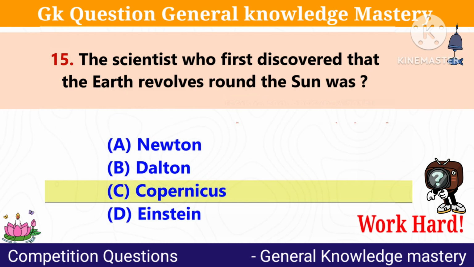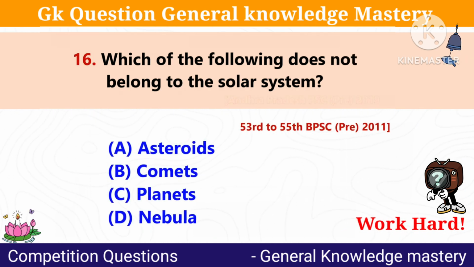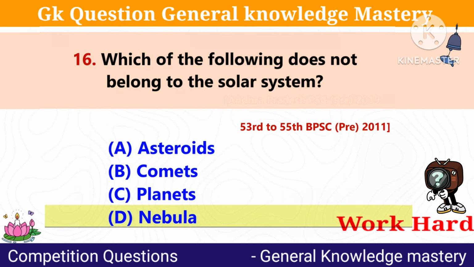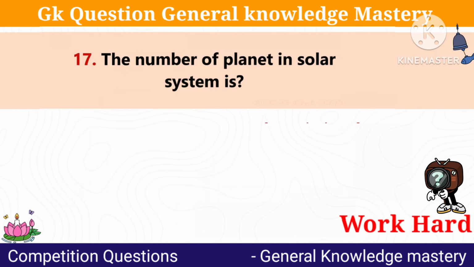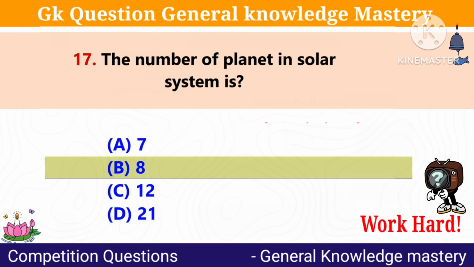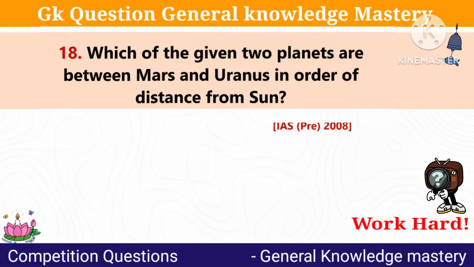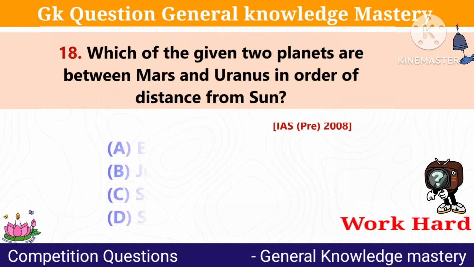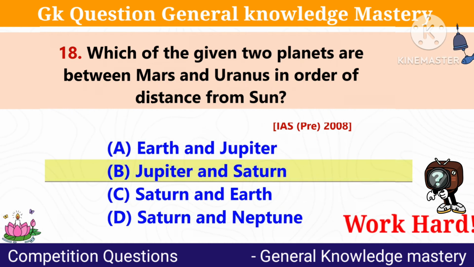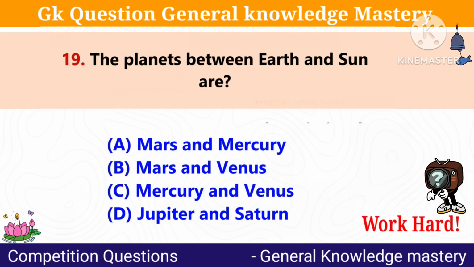Question 16: Which one of the following does not belong to the solar system? Answer: nebula. Question 17: The number of planets in the solar system is? Answer: 8. Question 18: Which of the given two planets are between Mars and Uranus in the order of distance from the Sun? Answer: Jupiter and Saturn.